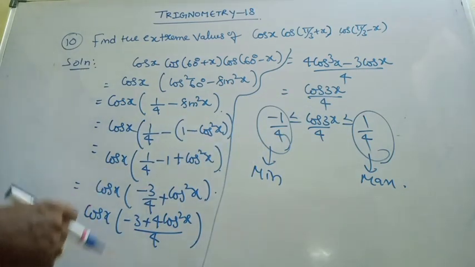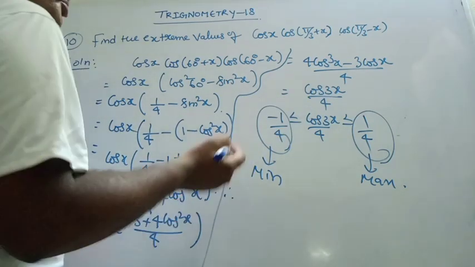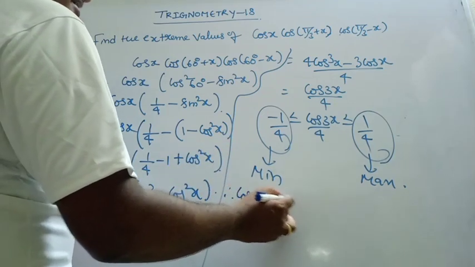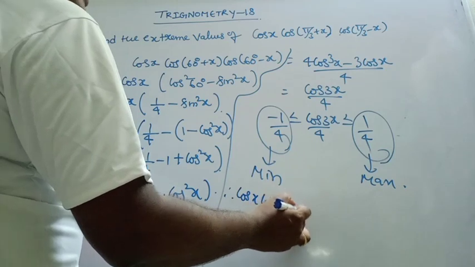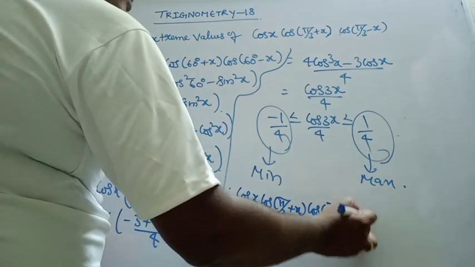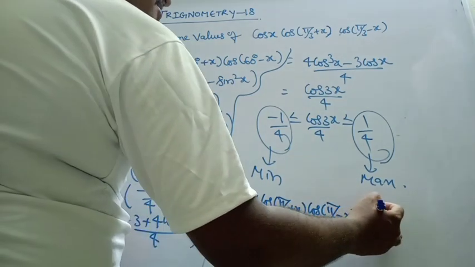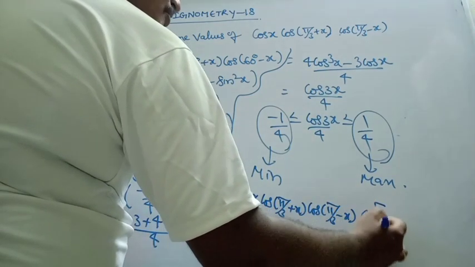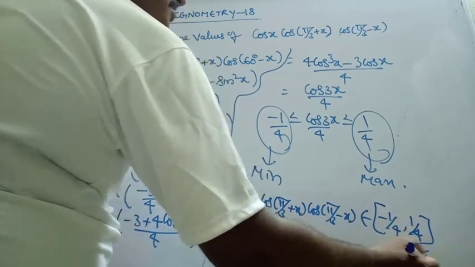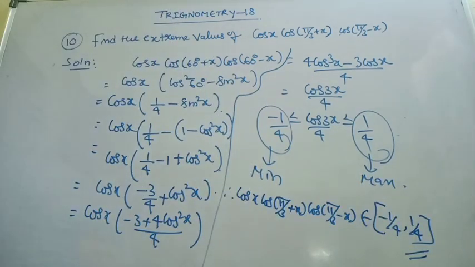Therefore this function, cos x into cos(pi by 3 plus x) cos(pi by 3 minus x), belongs to, that means the range is, the closed interval minus 1 by 4 comma 1 by 4, like this. We have got this particular problem.